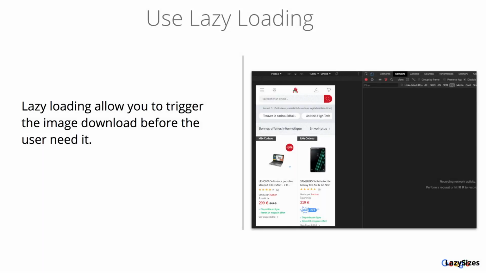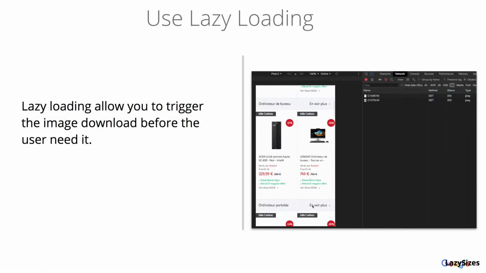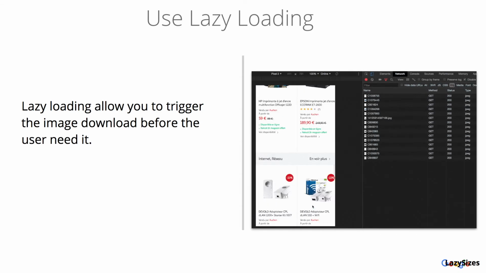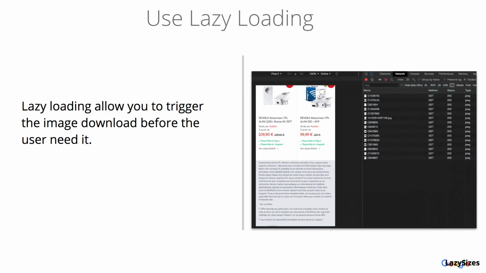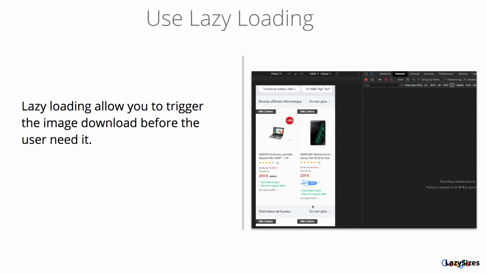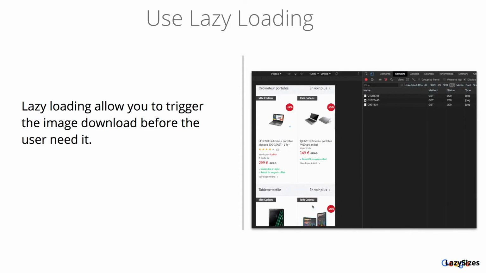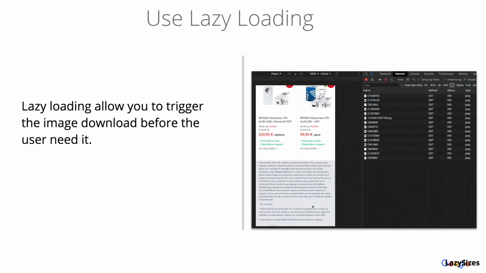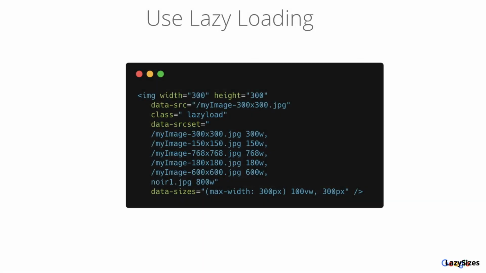The second optimization that I have for you is to lazy load your images. Lazy loading allows you to trigger the image download before the user needs it, and to only load images that the user will actually use. As you can see here on this GIF, when I'm scrolling, it triggers more and more images to display. To do so, I use a library called lazysizes. It's a very popular library for lazy loading on GitHub.